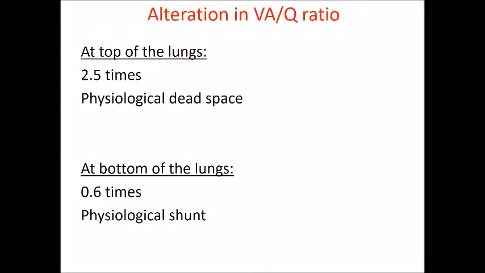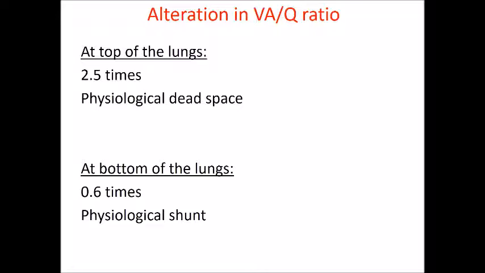Now in normal lungs without any diseases, there is alteration in the ventilation perfusion ratio. Ventilation perfusion ratio is not equal in all parts of the lung due to the effect of gravity. You all know that due to gravity, the blood has a tendency to go down while air has less tendency to go down. So at the top of the lungs, perfusion will be less as compared to the bottom of the lungs. So ventilation perfusion ratio will be more at the top of the lung, about 2.5 times the normal value. So there is some physiological dead space in the top of the lungs.